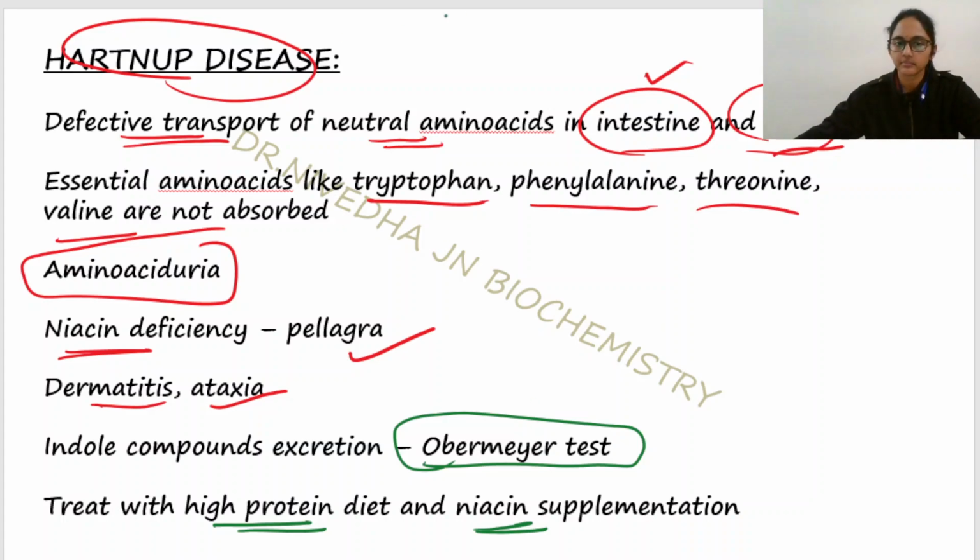All right, so with this we are completing. We have seen the metabolism of phenylalanine, tyrosine and tryptophan and the associated inborn errors of metabolism.